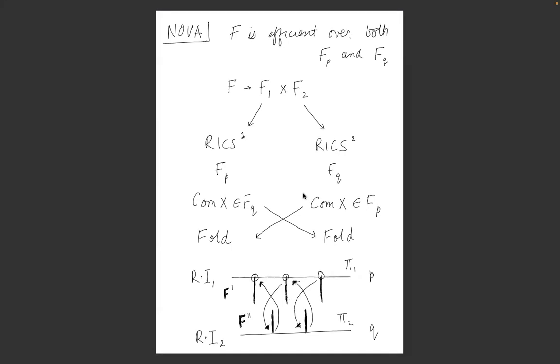So this is how NOVA uses the cycle of curves, where they have these two functions, both computing the function F and also verifying that the folding was done correctly, and each function verifies the folding of the previous function.